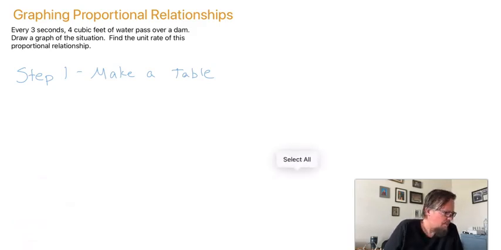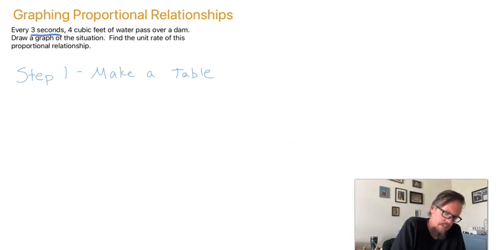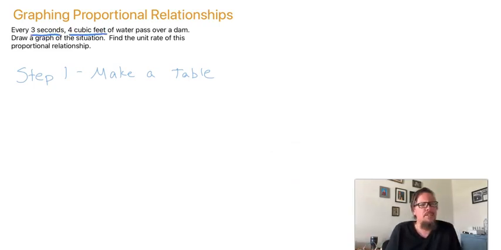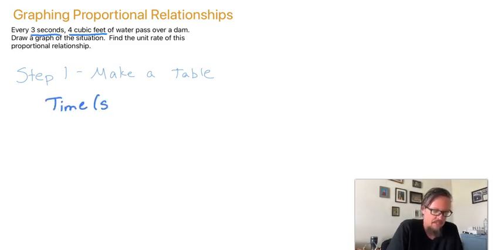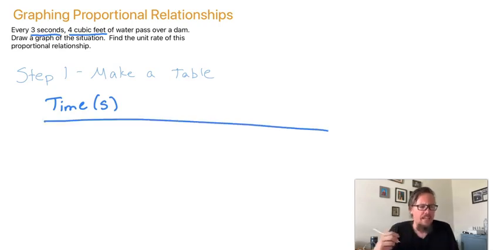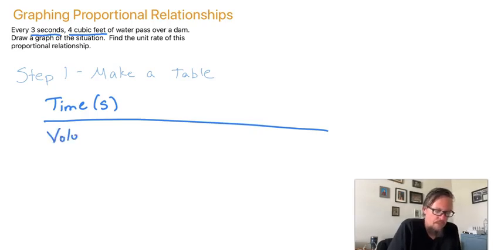Okay, so what are the two things that we're measuring here? It tells us right at the beginning: every 3 seconds and 4 cubic feet. So the two things we're measuring are seconds and cubic feet. Those are the two things in my table. The input is going to be time. As time passes, more water goes over the dam. So I'm going to make time my x variable, time in seconds, at the top of my table. And the volume, which is what cubic feet is measuring, is going to be my y variable. That goes on the bottom, volume.